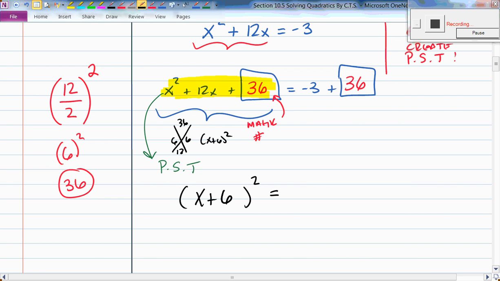Do you guys see it? There's a lot to see here, so it's an important day. You don't see it, or you do see it? You see it? Yeah, okay. Now, what do we have on the right side? Someone help me out. What's negative 3 plus 36?